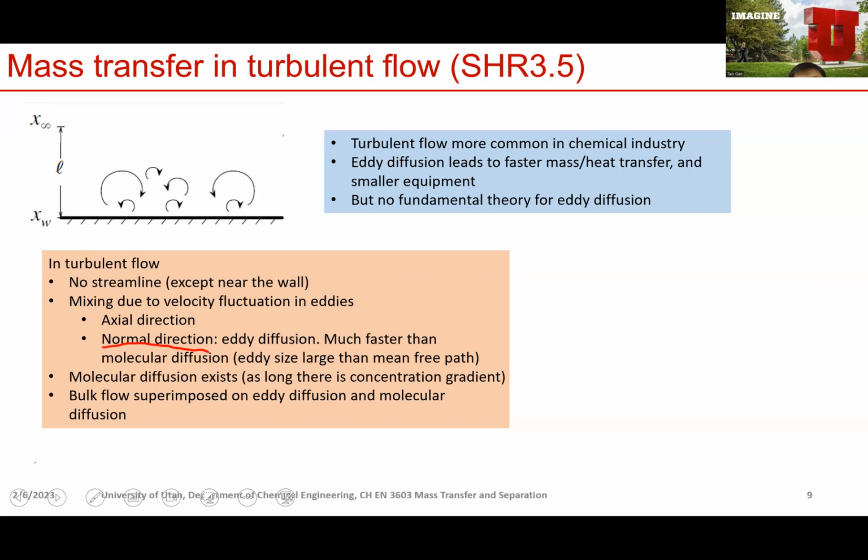So in this specific example, there's no bulk flow in the z direction, right? This is the x direction, and this is the z direction. Since there's no bulk flow in the z direction, now we can write down the z direction total molar flux to be composed of only diffusive flux, right? And for molecular diffusion, we know that the diffusive flux can be computed by the diffusivity multiplied by the concentration gradient.